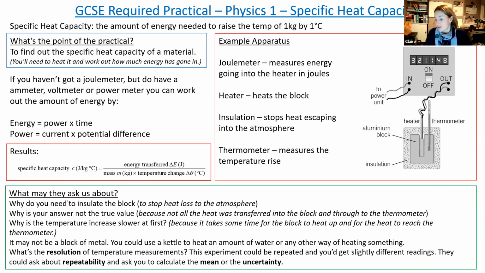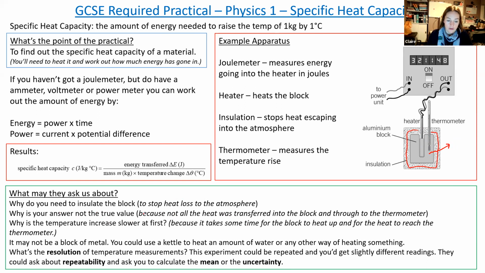What may they ask us about? So why do you need to insulate the block? There are issues with this practical and things you need to be careful of. You're heating up the block. If you don't have insulation around it, we're going to use the word dissipates. That heat will go straight out and dissipate into the surrounding area. What you need to do is keep the heat in as best you can. Having the block insulated will make your data and your results far more accurate. So remember that word, dissipates. It's a beautiful word, I love it.